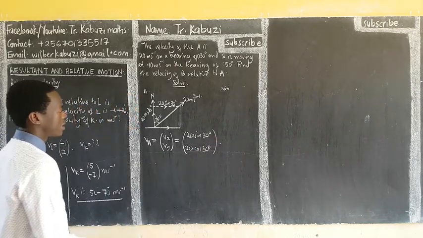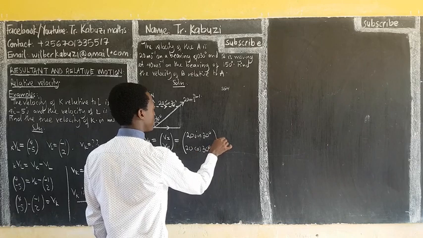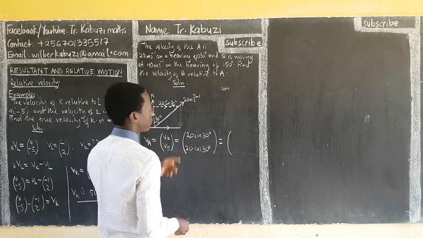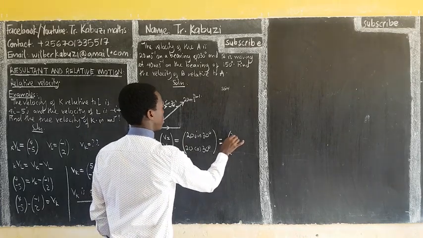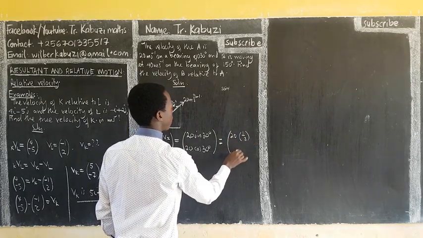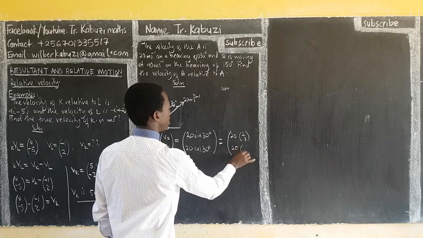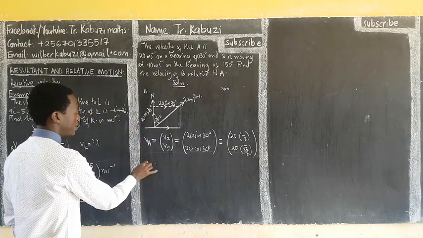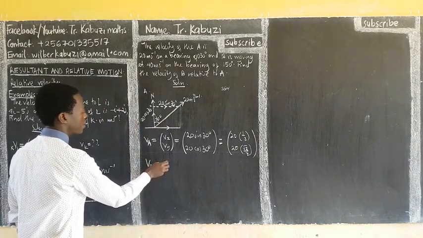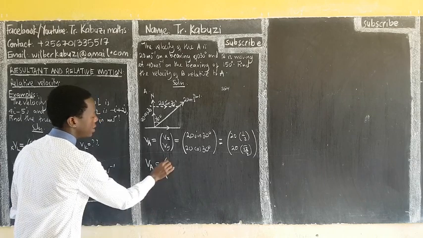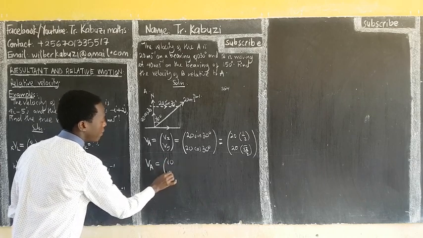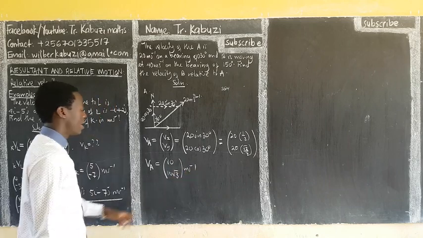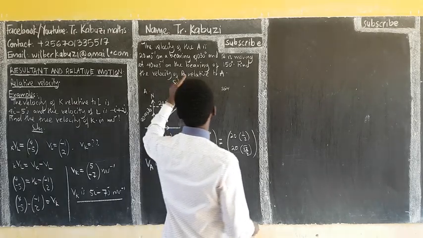So when you have that, you can easily simplify this. You see sine of 30 is a half. So this will give us 20 into a half, then 20 into root 3 over 2. So our velocity of A is going to be 10, then this will give us 10 root 3 meters per second. Okay, after getting the velocity of A, then I come to B.